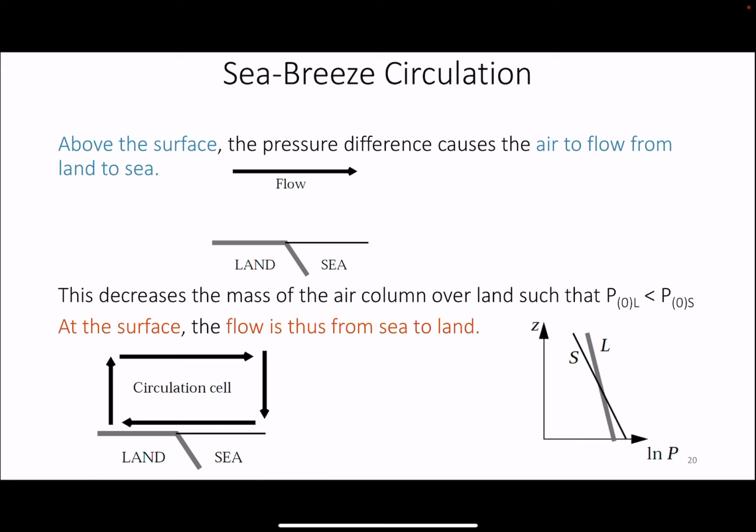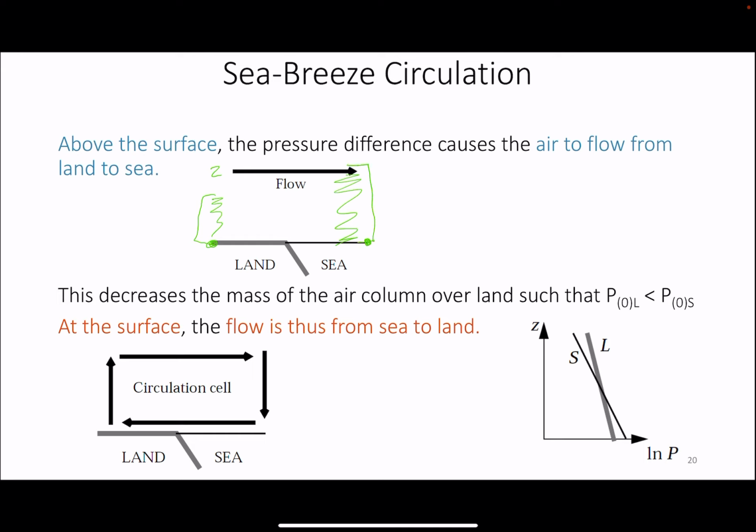Now, of course, above the surface, at this height z, you've got a pressure difference that's causing the air to flow from land to sea. As a result, the mass of the air column over land decreases. Because you've got wind blowing across, you're going to have less mass here than you do here. It's going to build up. And so what does that mean when you're at the surface? At the surface, remember, the pressure is dependent on how much stuff is above you. So in this case, the column of air above you on land is now smaller than the column of air above you at the sea.